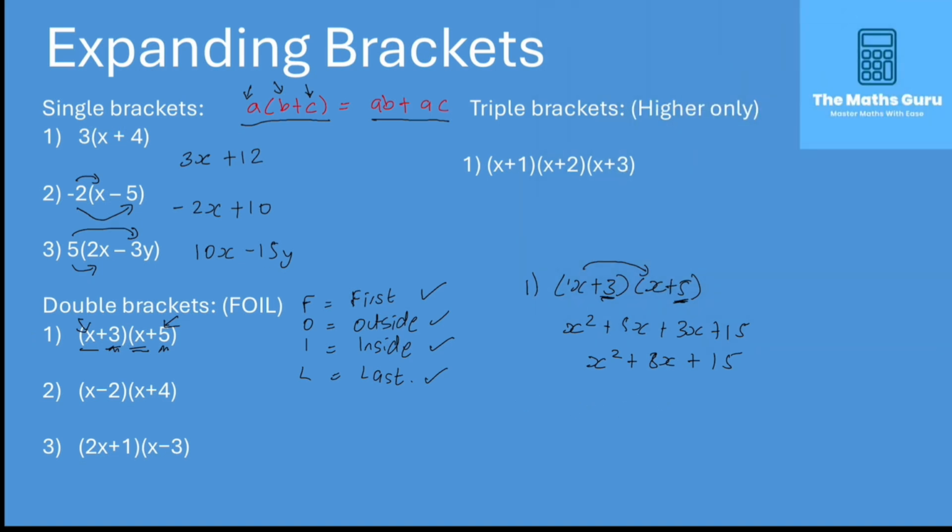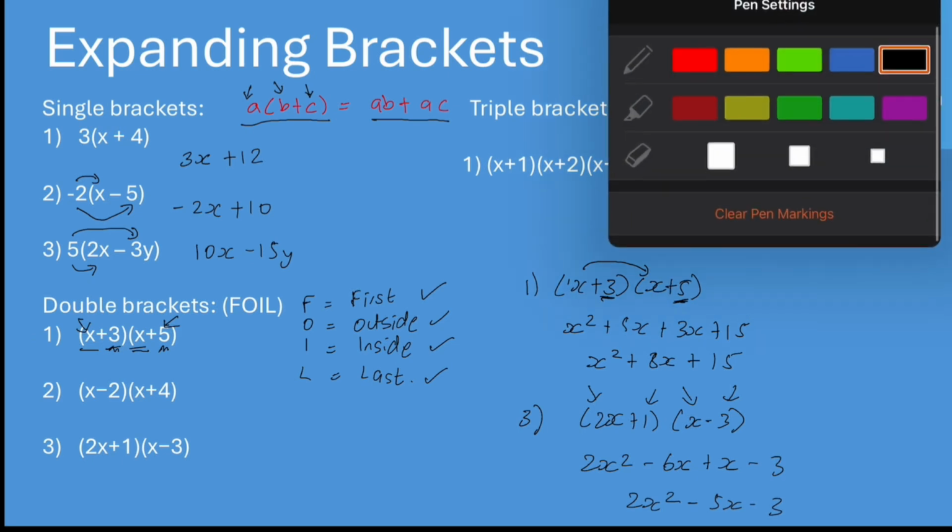Okay, let's do number 3. 2x plus 1, x minus 3. We first look at our first terms, which is 2x and x. 2x times x is 2x squared. Then we look at our outside terms, which is 2x and minus 3. 2x times minus 3 is minus 6x. Then inside terms, which is 1 and x, so plus the x here. Then the last terms is 1 and minus 3. 1 times minus 3 is minus 3. So 2x squared minus 6x plus x is minus 5x, minus 3. I hope that makes sense.